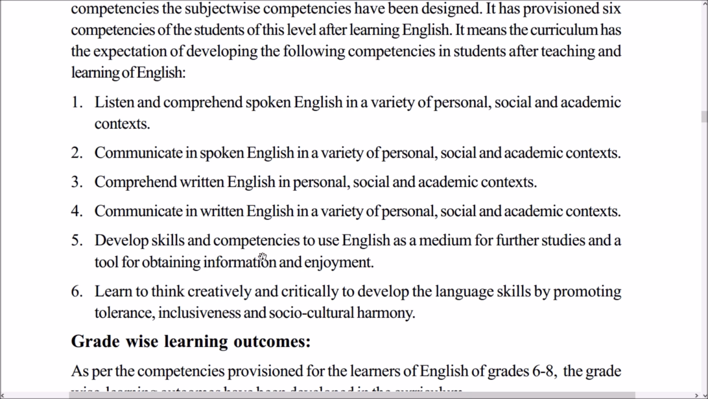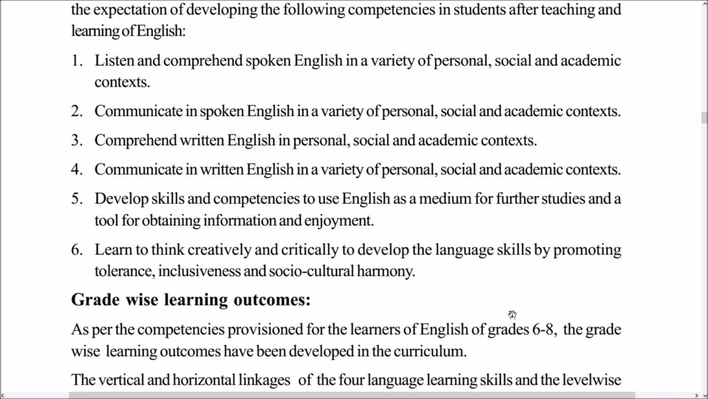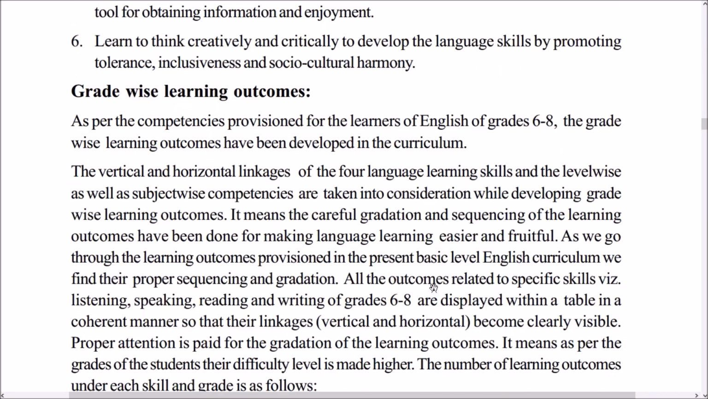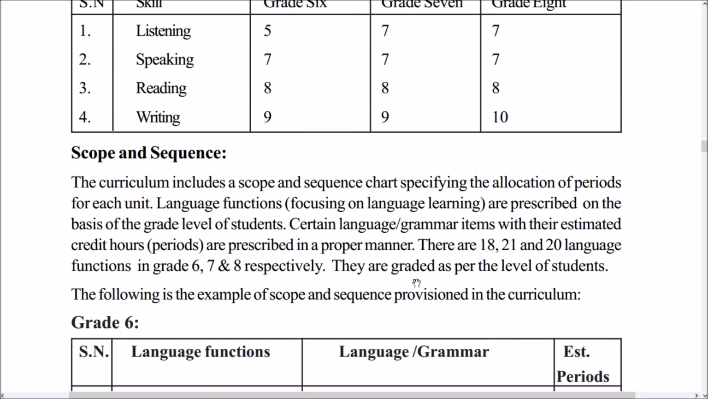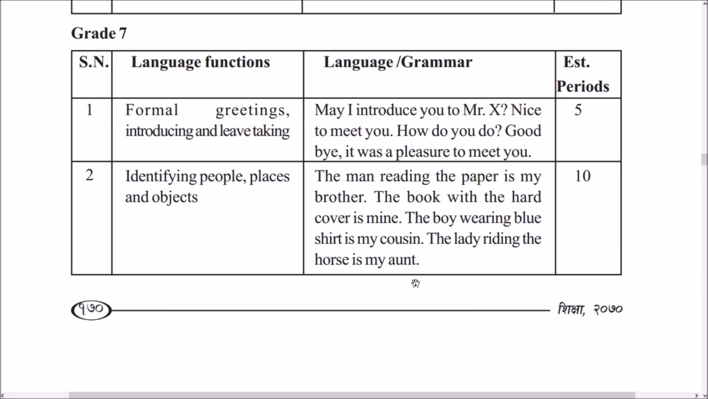Develop skills and competences to use English as a medium for further studies and a tool for obtaining information and enjoyment. Learn to think creatively and critically to develop their language skills by promoting tolerance, inclusiveness, and socio-cultural harmony. So I'm not talking about these things.